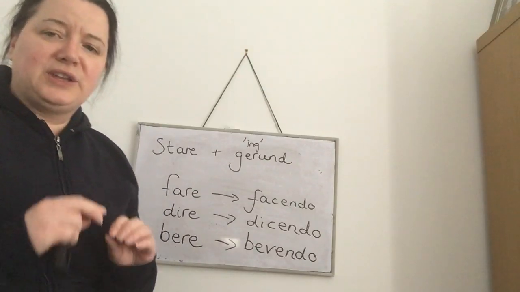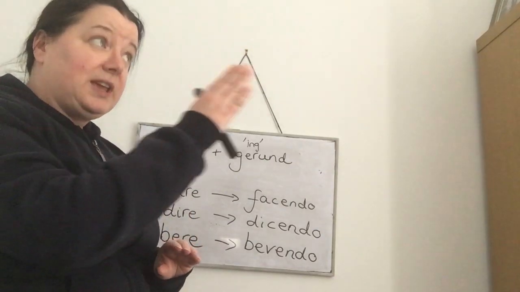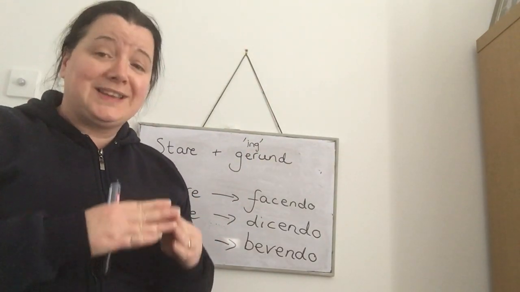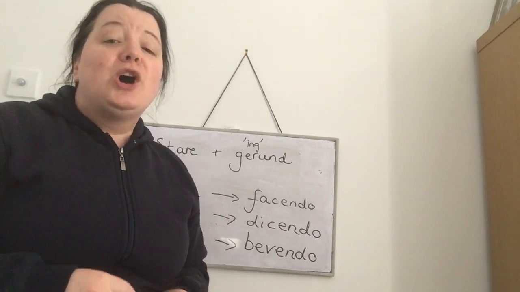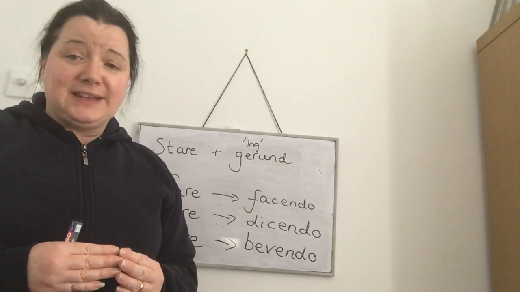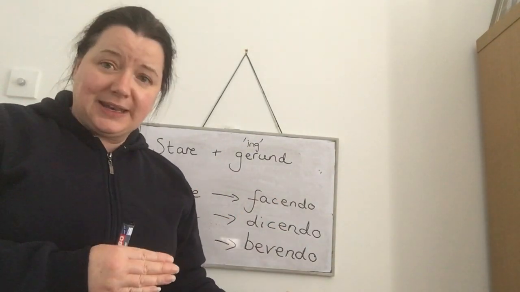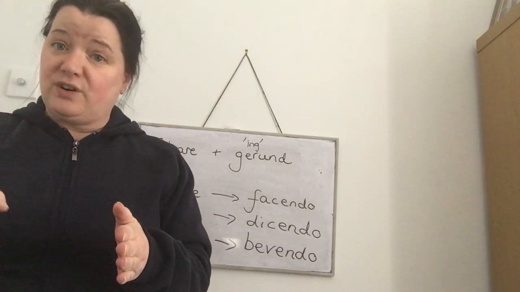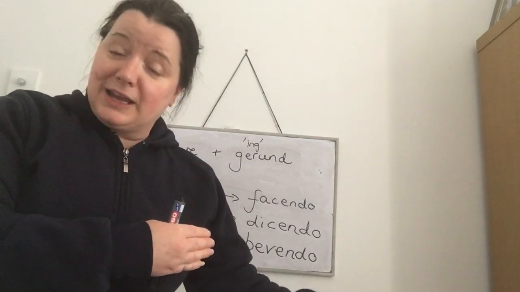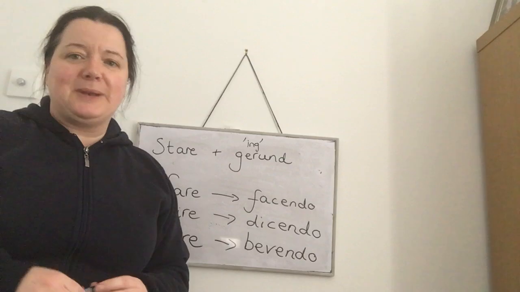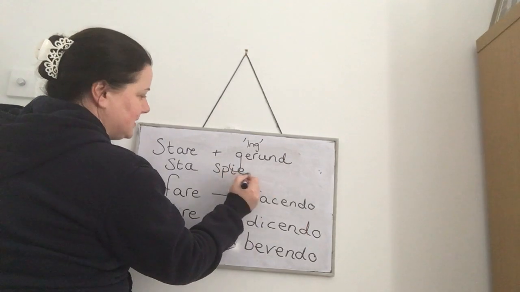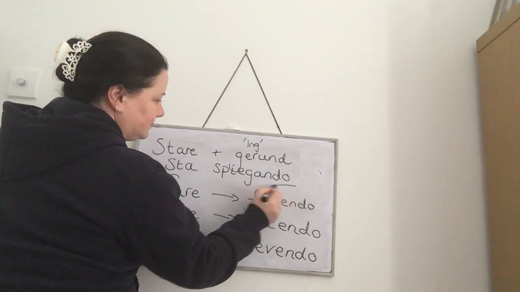I would like you to imagine that you are one of the children who is watching him, and that you are living in that moment, and that you are explaining what he is actually doing at the time. So, for example, if he is explaining something, I want you to write in Italian, he is explaining, with the correct part of stare for he is, and then the changed form of spiegare. So, for example, he is explaining would be sta spiegando.